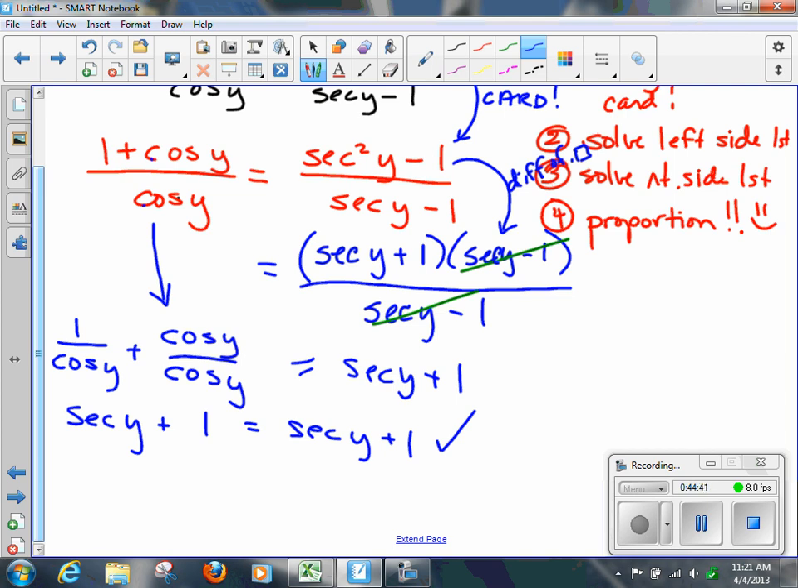Question. Proportion. I got to cross multiply. If you wouldn't have recognized the difference of squares, you could have turned it into 1 over cosines. You could have gone old school on the left side. Could have gone old school on both sides. I mean, it's infinite possibilities. Okay? Yes, ma'am. Hold on. Other questions?